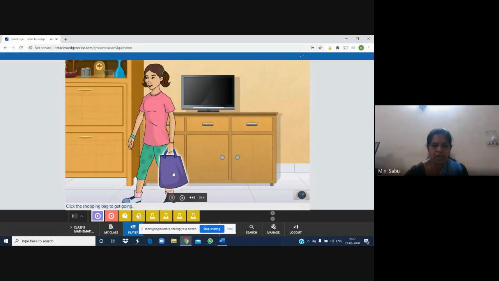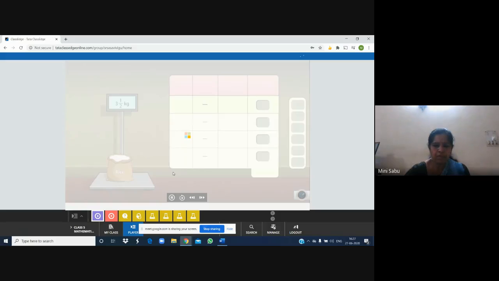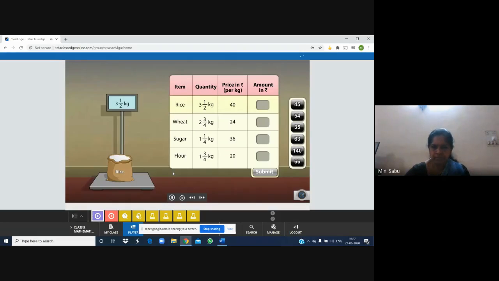Asha is going to the market, so we have to click on. The shopkeeper has measured out 3.5 kilograms of rice. Could you help him make the bill, please? How much does 3.5 kilograms of rice cost? Choose the correct amount and click submit.